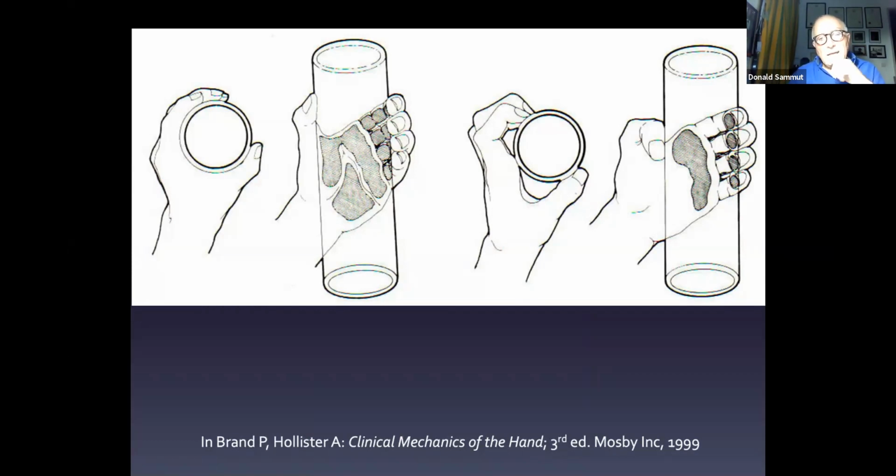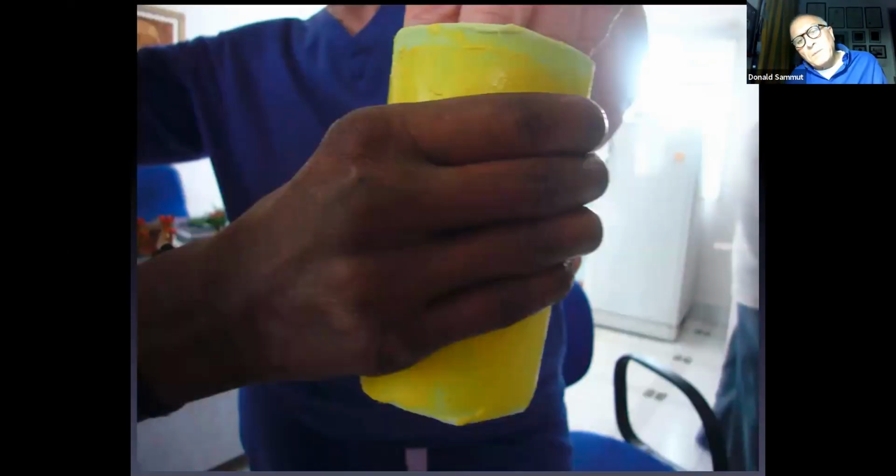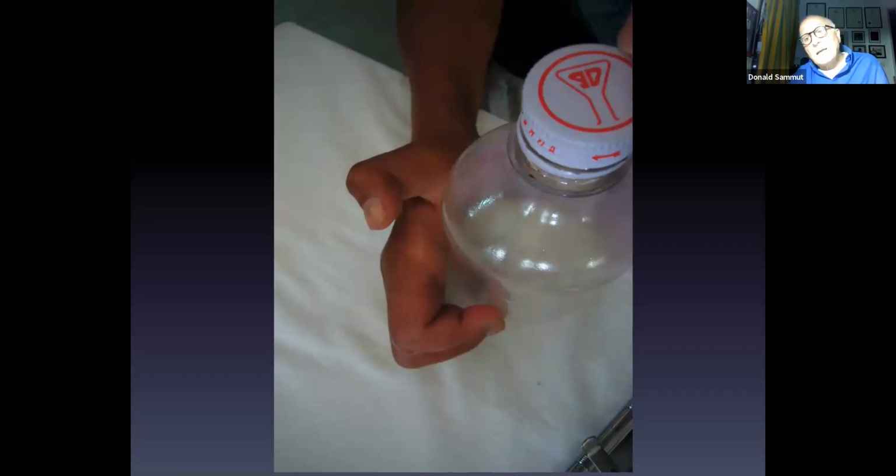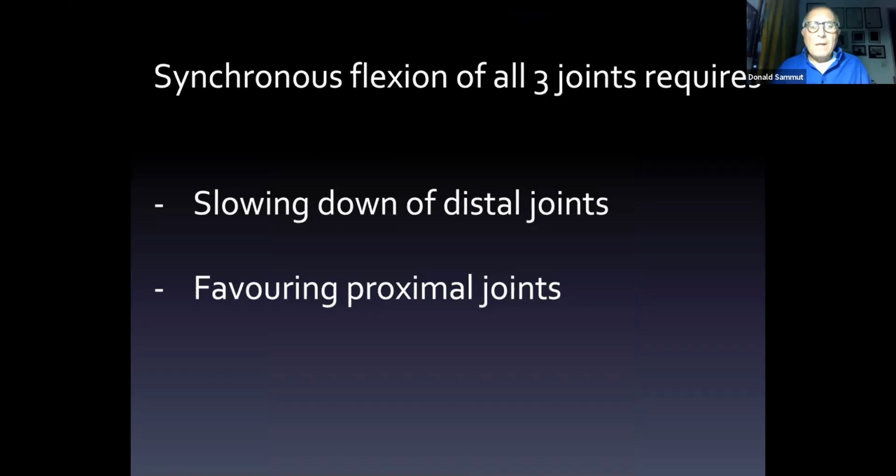When I first started my leprosy work, I tried this out. I gave my patients a cylinder with poster color on it, and I asked them to grab it. This was a very typical imprint map that I got. You can see the contact as described in that diagram. The significance of this is that when they reach for an object, they are unable to surround it. Therefore, it's very important to achieve synchronous flexion of all three joints.